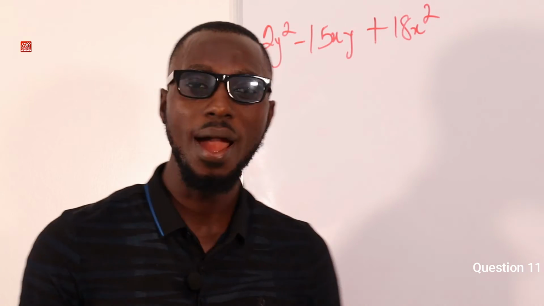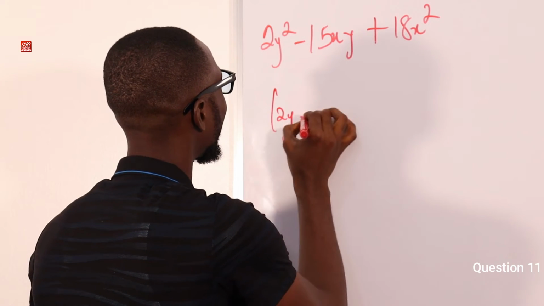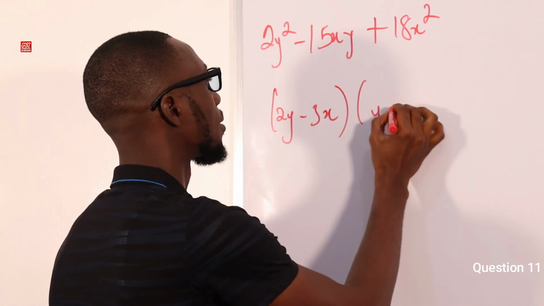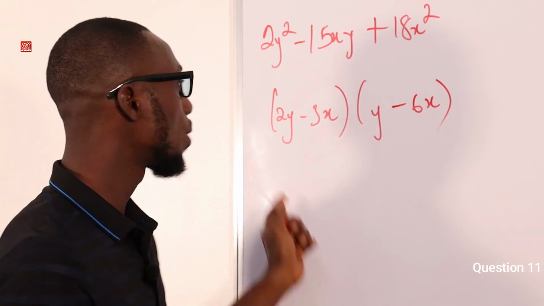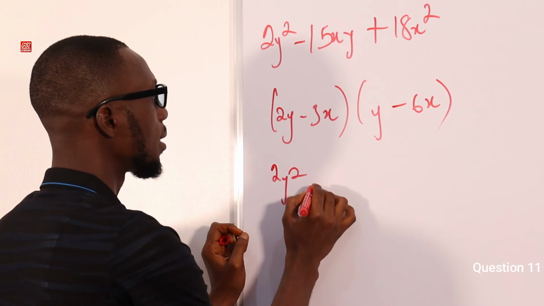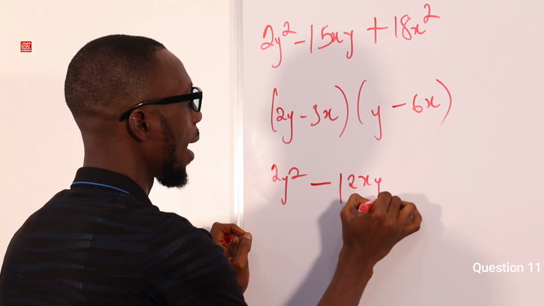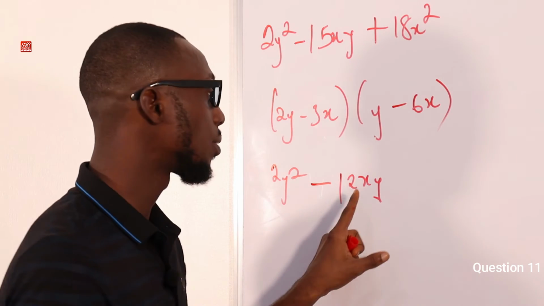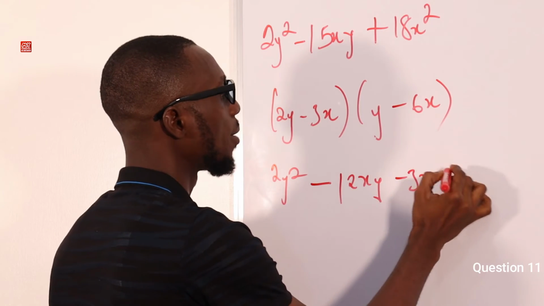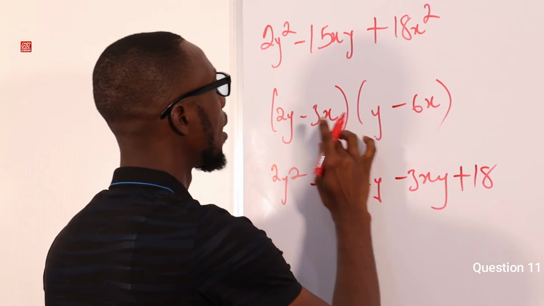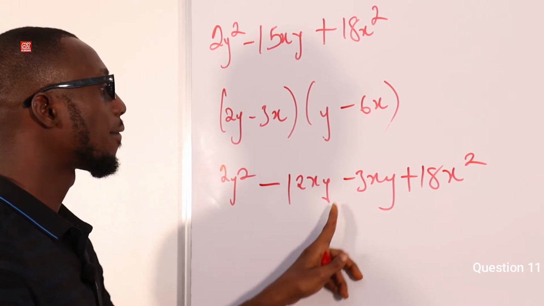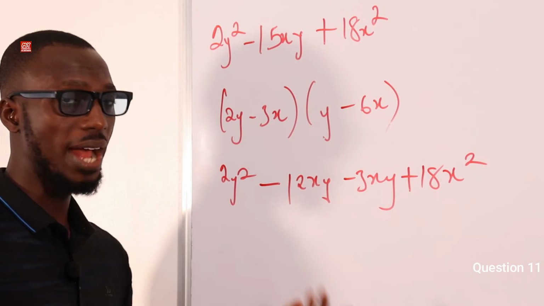So I have 2y minus 3x, then y minus 6x. Let's do a quick expansion. 2y times y, we have 2y squared. 2y times minus 6x, we have minus 12xy. Remember, you can pay attention to the alphabetical order. Minus 3x times y, I have minus 3xy. Minus times minus, I have plus. 3 times 6, I have 18. x times x, I have x squared. So if we collect like terms, we have minus 12 minus 3, that is minus 15xy.